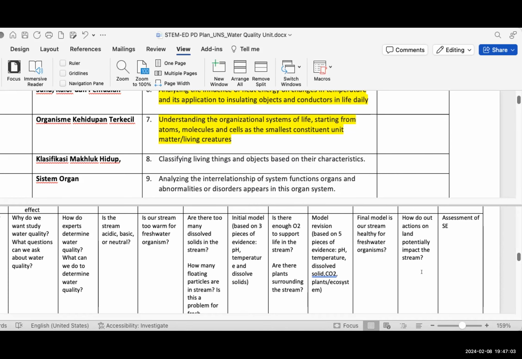How do you think, ma'am? And will they be working in groups or individually? We'll be working in groups. And they get to pick which one they want to do?